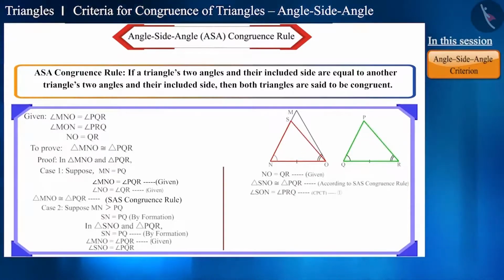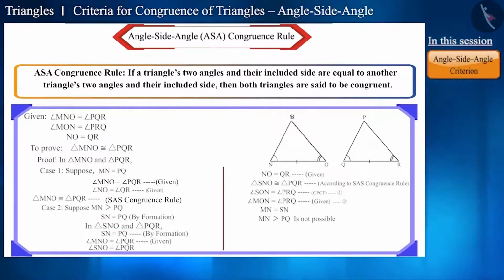Both the triangles are congruent, so their corresponding parts must be equal. But we are given that angle MON is equal to angle PRQ. This is possible only when point S coincides with point M or MN equals SN. We formed side SN to be equal to side PQ. From this, we can conclude that it is not possible for side MN to be greater than side PQ.